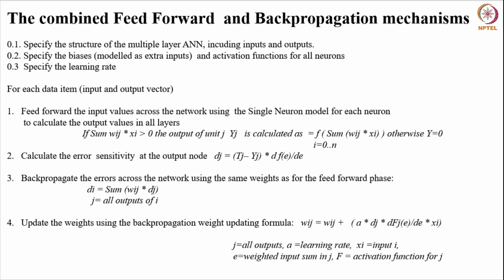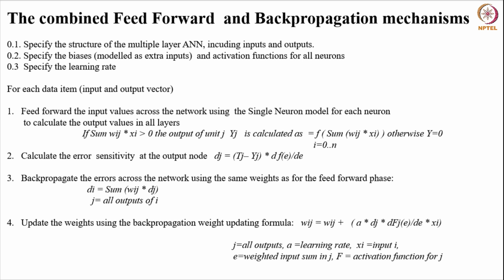So first, of course, the structure of the multiple layer ANN has to be specified, including inputs and outputs. Then all the other parameters have to be set in place. So for example, the biases, normally modeled as extra inputs, activation functions for all neurons, the learning rate, etc. have to be specified. So then, for every round of computation, for each data item, we define the input values and the target value.